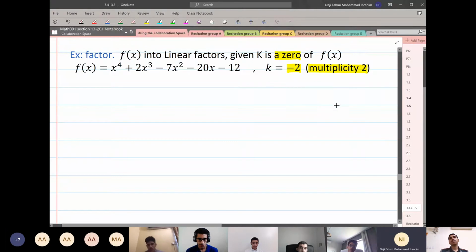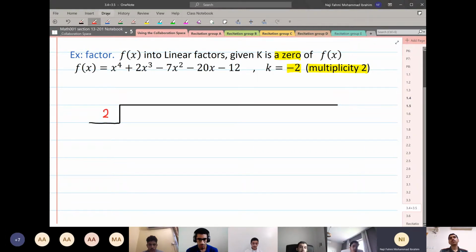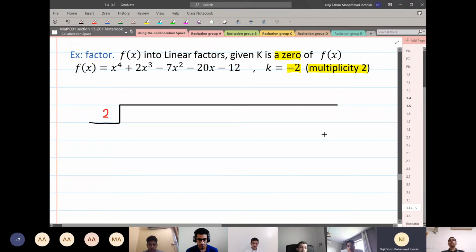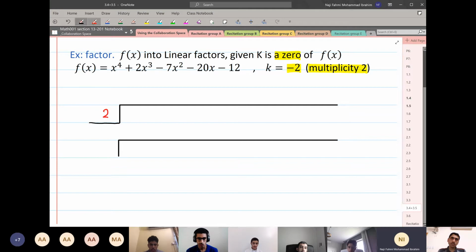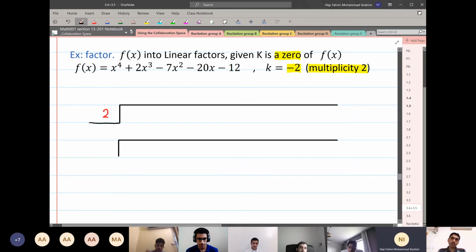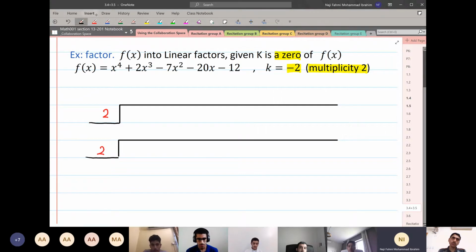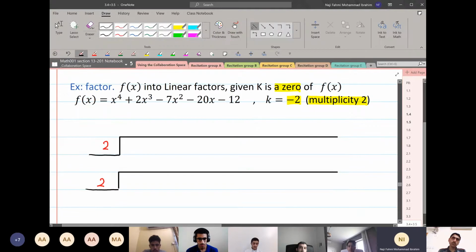Now, to find the other zeros, we have to divide the polynomial by x plus 2, of course. But since the multiplicity is 2, we will make the division 2 times because of the multiplicity. So if the multiplicity was 3, we will divide 3 times, etc. Let's start dividing now.